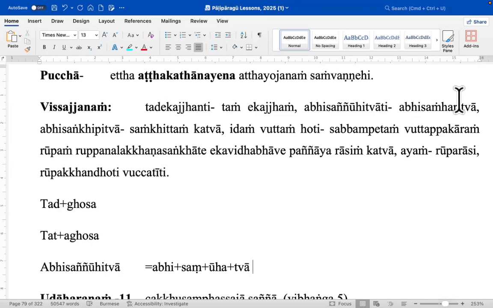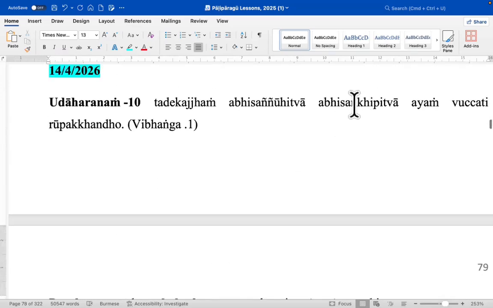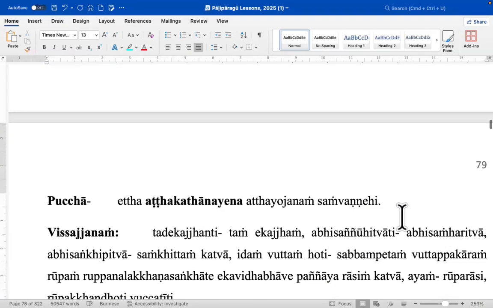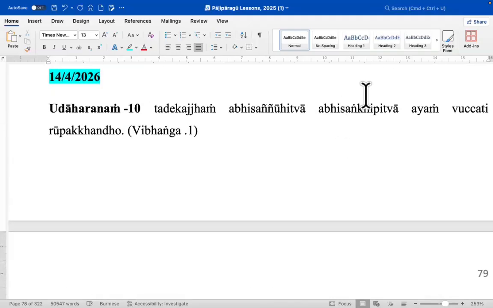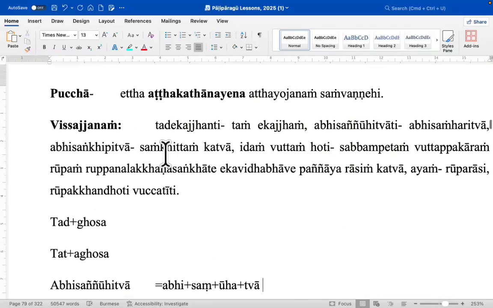What is the Bisanharitava? Bisanharitava also is not so clear yet. That's why Bisankipitava. So Bisanjuhitawa, Bisanharitava, Bisankipitava. Bisankipitava means have been summarized, have been narrowed down, have been made short. So Visanjuhitawa is translated as Visanharitava. They have the same meaning. Visankivedava is the original. It is translated as Sankhitan Katoa, you know.